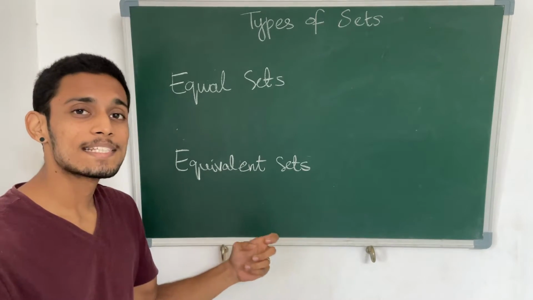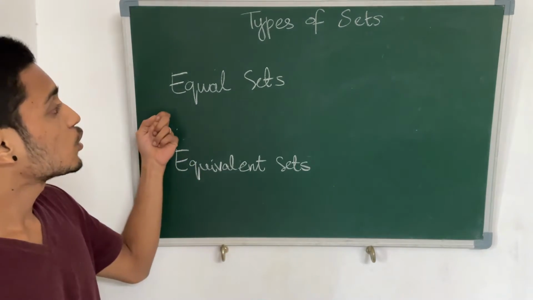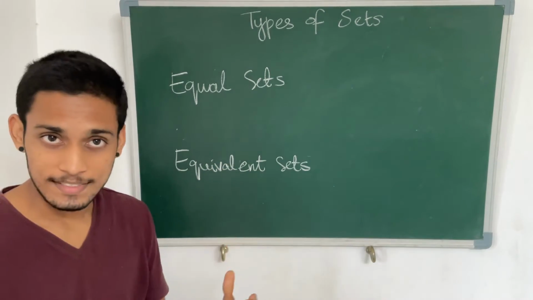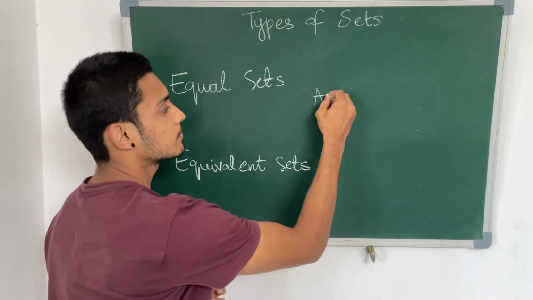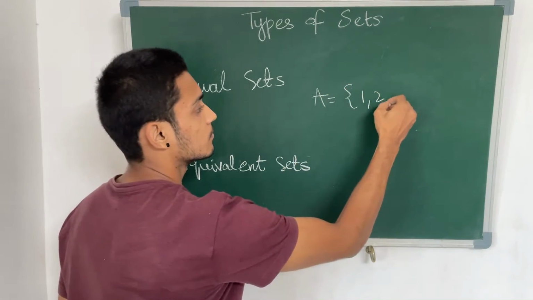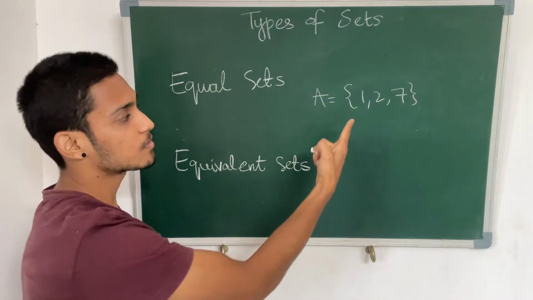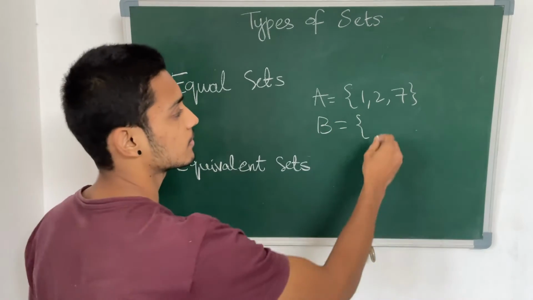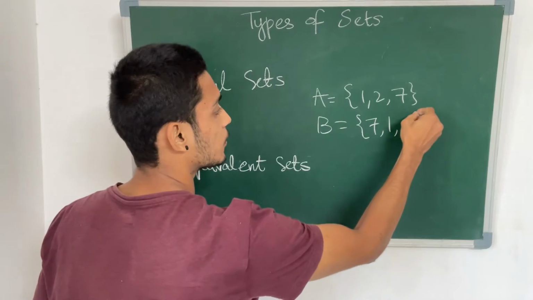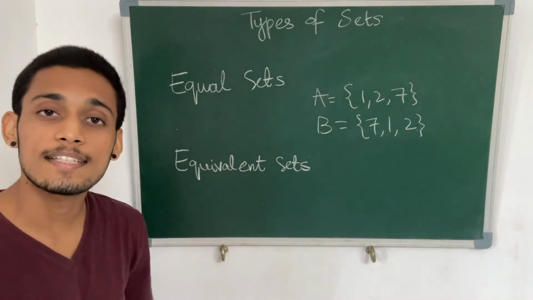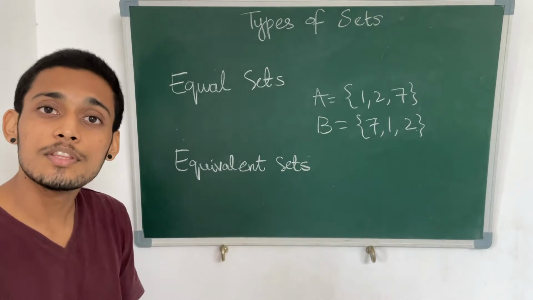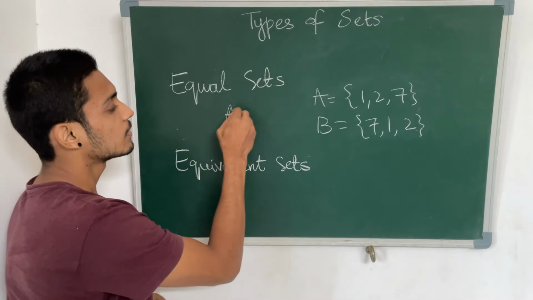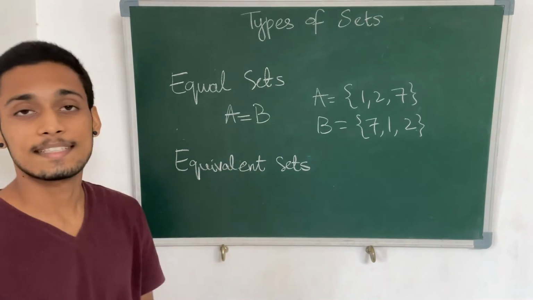Now let's go for the other type of sets. So now we are going to see equal sets and equivalent sets. Equal sets are those sets which have identical elements in them. For example, the set A has 3 elements 1, 2 and 7, and the set B also has 3 elements 7, 1 and 2. We can say that these two sets are equal because the elements are identical even though the order is different. In sets we don't consider the order. So here we can easily say A is equal to B. Both these sets are equal.